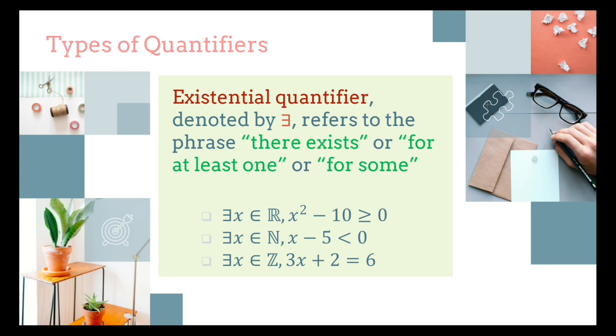Next, we have the existential quantifier denoted by this symbol. It refers to the phrase there exists, or for at least one, or for some. For example, there exists x, element of real numbers, such that x squared minus 10 is greater than or equal to 0. There exists an x, element of natural numbers, such that x minus 5 is less than 0. And the third one, there exists an x, element of integers, such that 3x plus 2 is equal to 6.